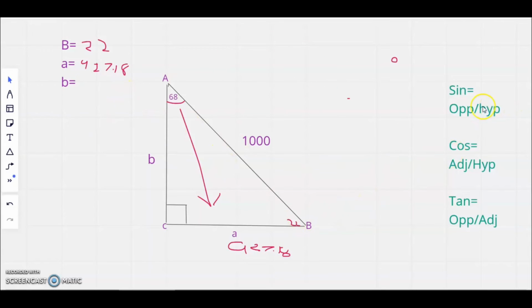So to find B, we can use the same formula, and it also depends on the way you look at it. The opposite of 22 will be B. It won't be A. You can look at it either way, because if you look at it from this way, your opposite will be A. Opposite of angle 22 will be B. So it all depends on the way you look at it. It'll be different for opposite and adjacent, but your hypotenuse will always be the same.